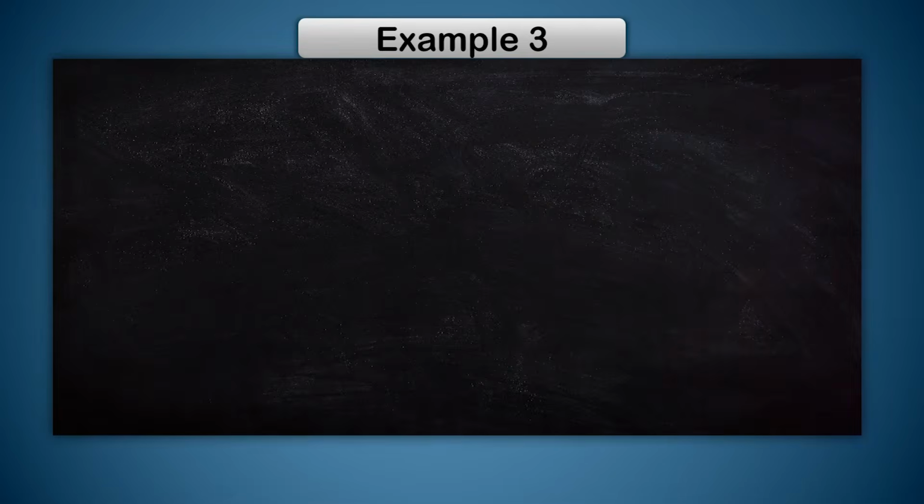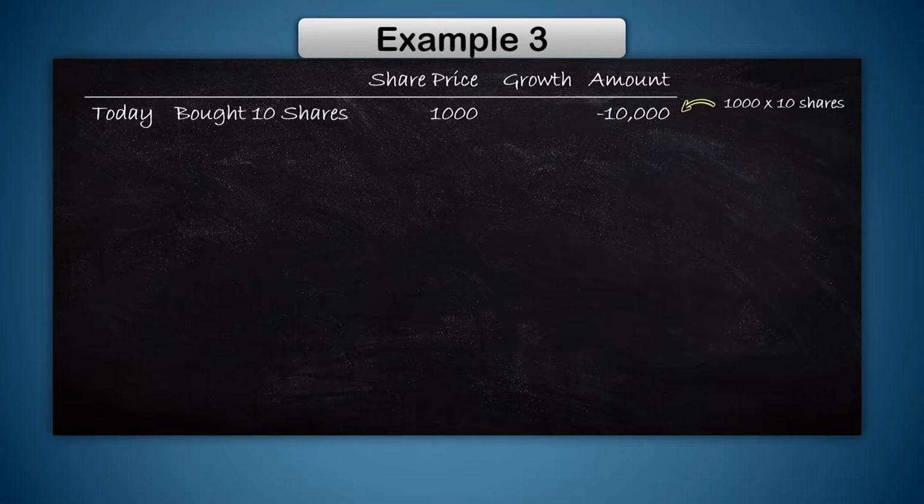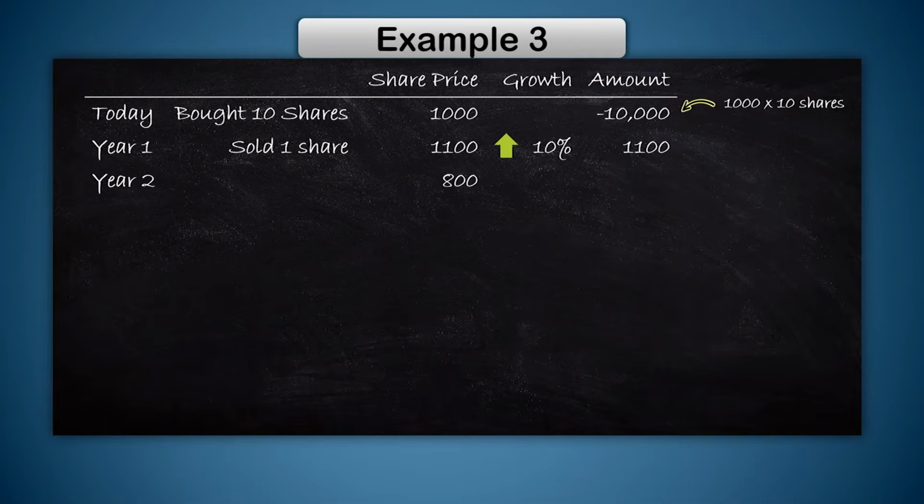Now let's move on to one final example. Imagine you invested 10,000 rupees in the stock market. You bought 10 shares of a company at 1,000 rupees each. Now the share price is going up and down over the years. After 1 year, the share price went up by 10% and reached 1100. You sold 1 share at this price and kept the remaining 9 shares. Second year, the shares fell by approximately 27% to reach 800, and again you sold 1 share.